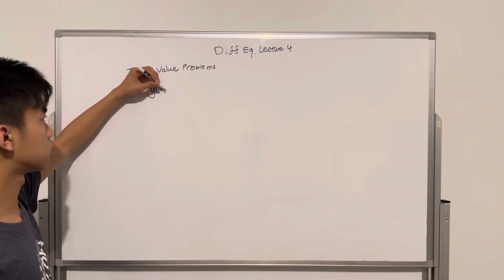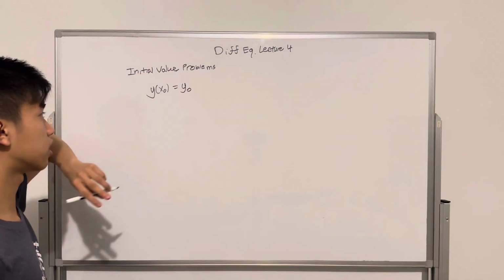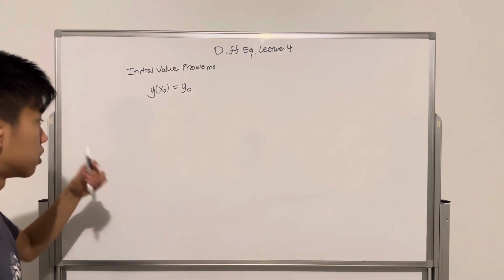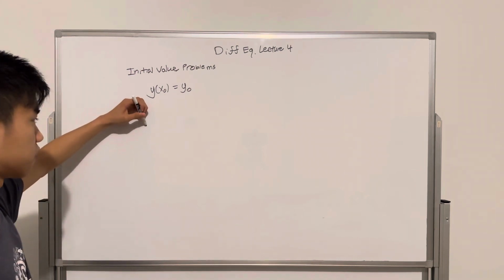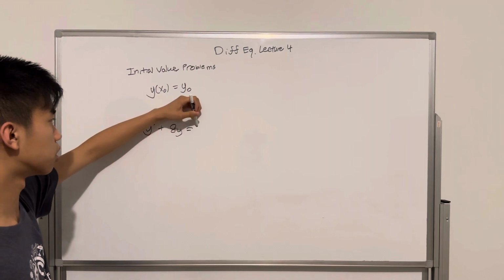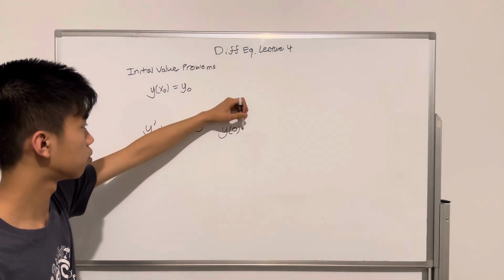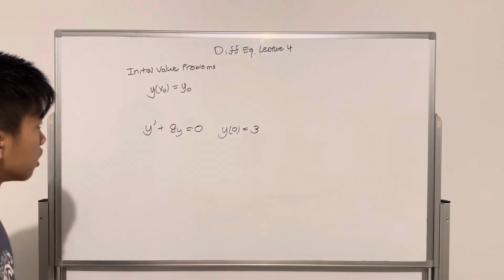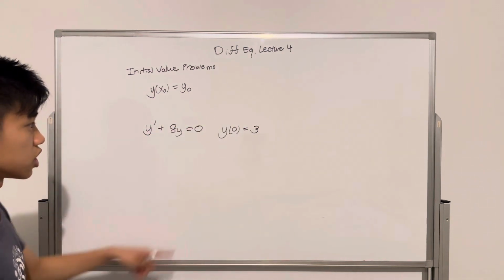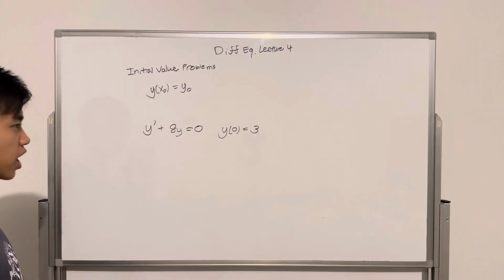So initial values are basically when you're given a set of initial values to solve. For example, if we have the differential equation y prime plus 8y equals 0, and we're given the initial value y of 0 equals 3, then we'd be able to generate a more specific solution that satisfies both of these conditions. So while we're at it, let's just solve this differential equation.